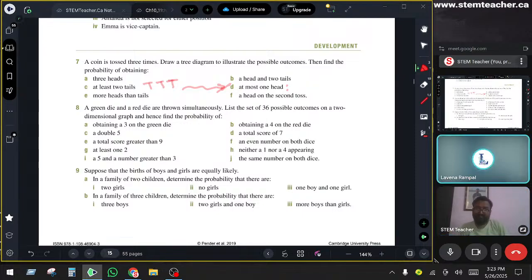With two or more heads. More heads than tails means two heads and one tail. Two heads, one tail. 3 out of 8. No, no. Two heads and what is the answer? 3/8. Two heads and one tail. But what about H, H, H? Will you add this or no?